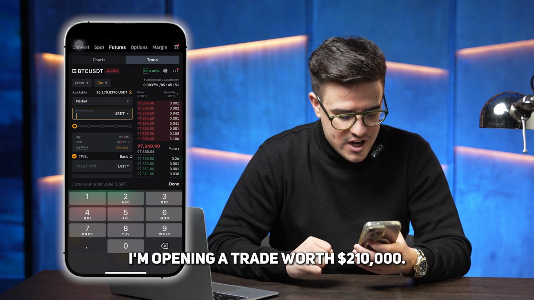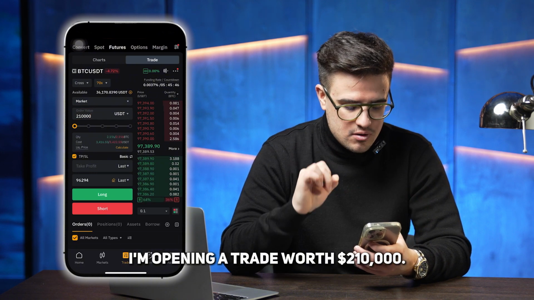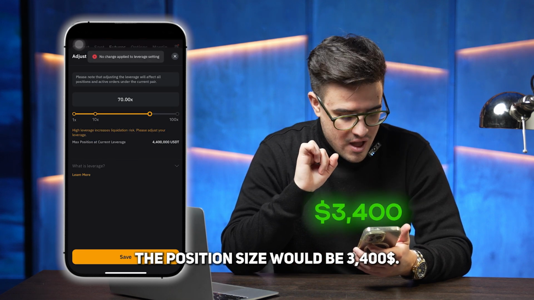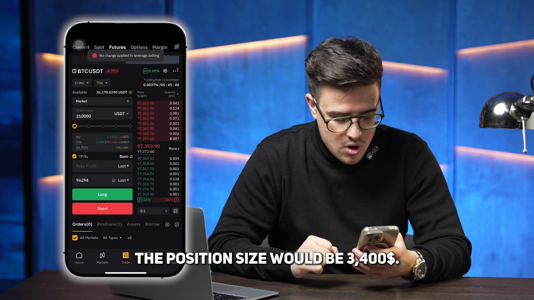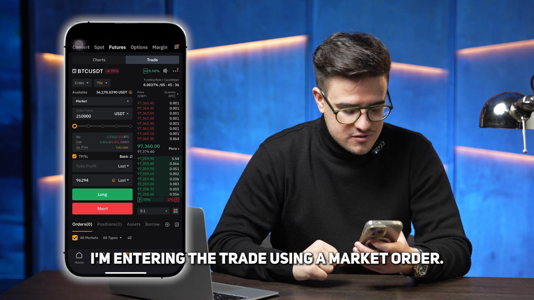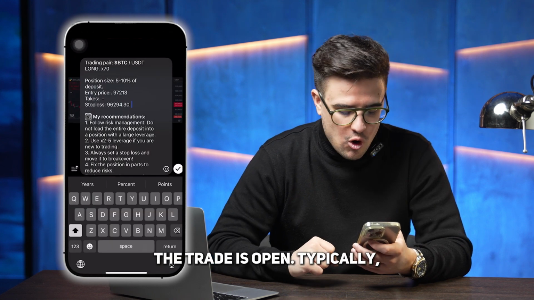I am opening a trade worth $210,000. Without leverage, the position size would be $3,400. We'll determine the take profit after the trade is opened. I am entering the trade using a market order. Let's go. The trade is open.